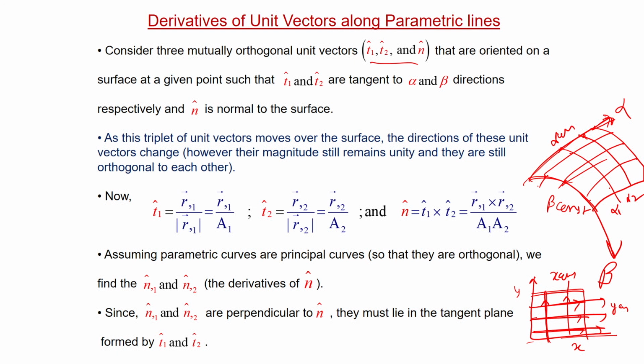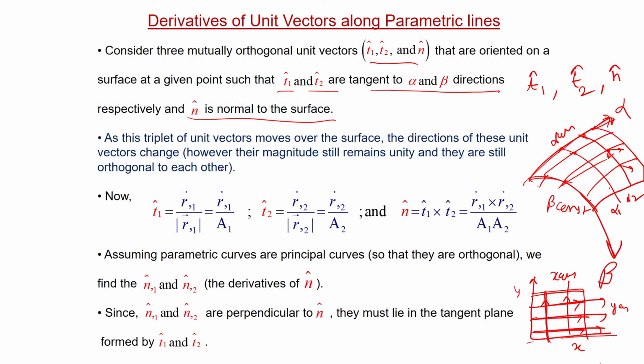So we consider three mutually orthogonal unit vectors T1, T2 and n hat, where T1 is the tangent vector along line 1, T2 is the tangent vector along line 2, and n hat is the surface normal, oriented on a surface at a given point. T1 and T2 are tangent to the alpha and beta directions, the first and second lines of curvature, and n is the normal to the surface. As this triplet of unit vectors moves over the surface, if we move from one point to another, definitely a different tangent can be defined.